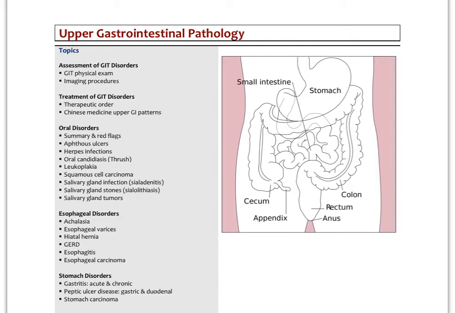In the very first section here, we're going to look at the assessment of gastrointestinal tract disorders, look at the general biomedical assessments in terms of physical exam, imaging techniques, and so forth, and then talk a little bit about how to think about treatment from an integrative perspective.